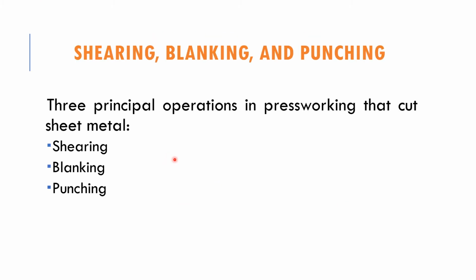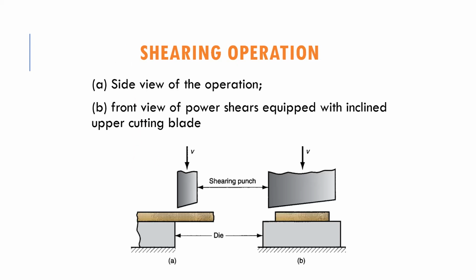The three principal operations used in press working that are required to cut the sheet metal are shearing, blanking, and punching processes. The first process is the shearing operation. Usually the setup is like this one. This is the side view, and this is the front view of the shearing operation.